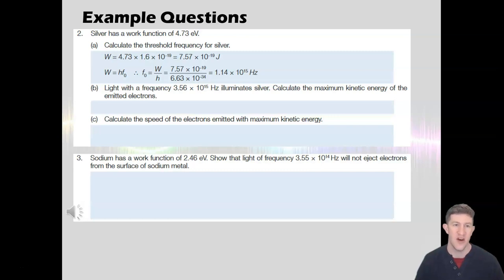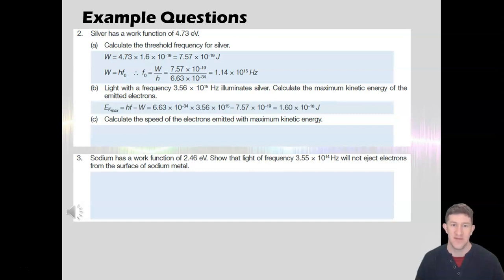1.14 times 10 to the 15 hertz is our threshold frequency. So that's the frequency that we need in order to obtain the ejected particles. Because remember, the frequency is linked to the energy of the particle, which then translates to having enough energy to eject the electrons.